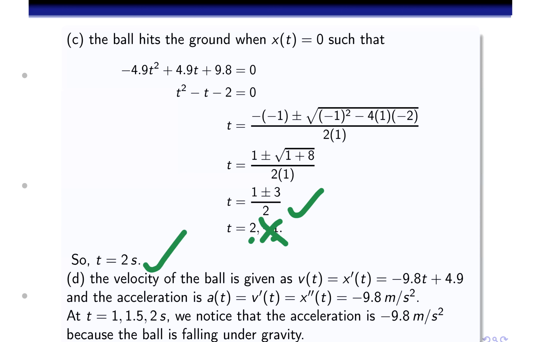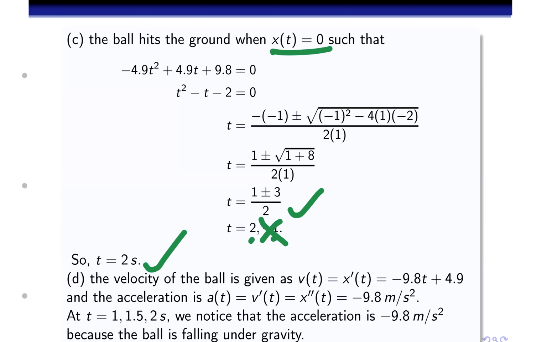So the ball hits the ground 1.5 seconds after it reaches the maximum height. It takes 0.5 seconds to get to its maximum height from the 9.8 meters from which it was launched. It takes 0.5 seconds to get to that 11.025 meters of maximum height we got. And then it takes 1.5 seconds to come back to the ground, because on the ground, the displacement is x of t equals 0.